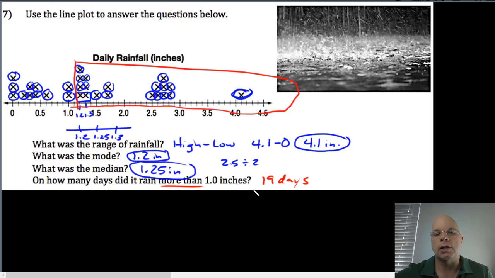So that problem is just all about understanding how to interpret a line plot and how to use the data from a line plot to find mode, median, range, and understanding that each X represents 1 data point.